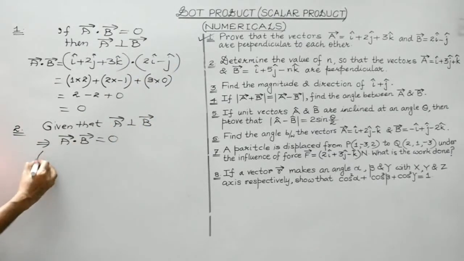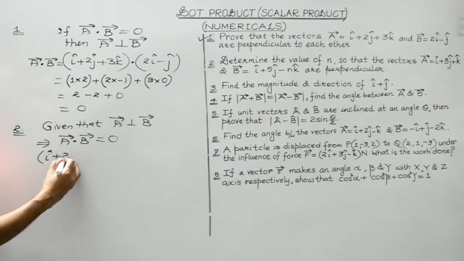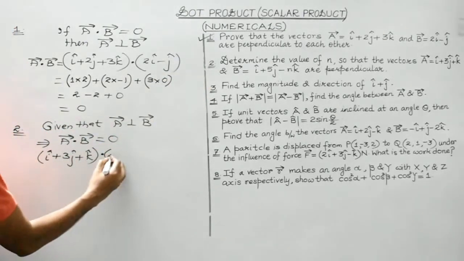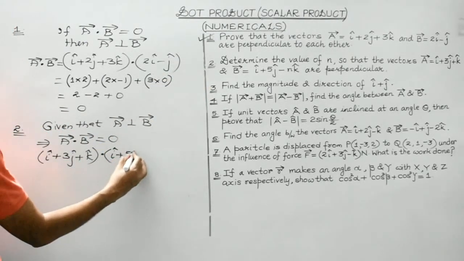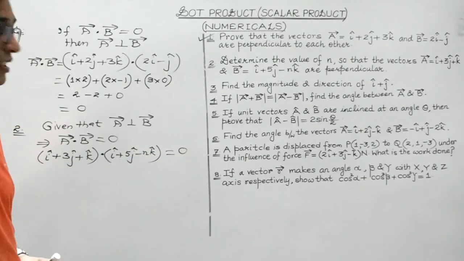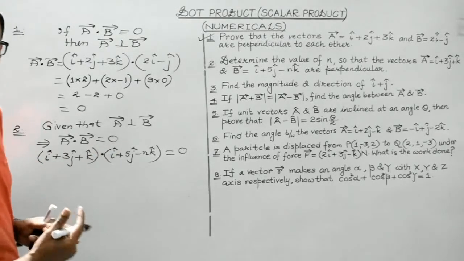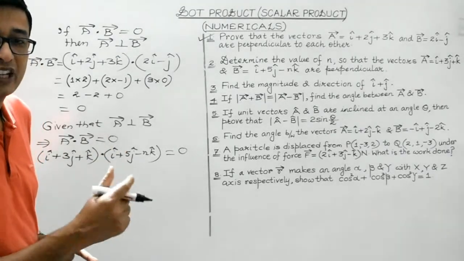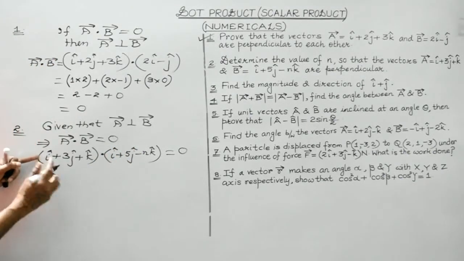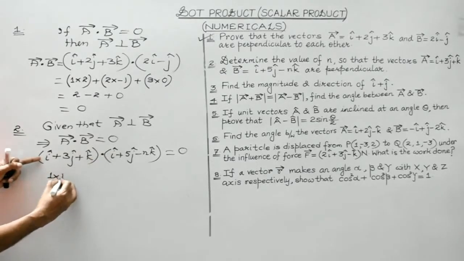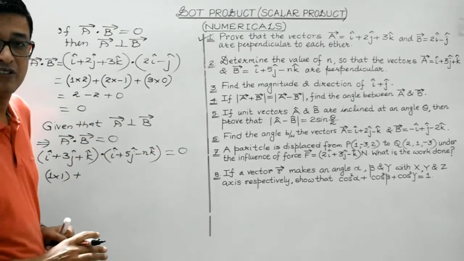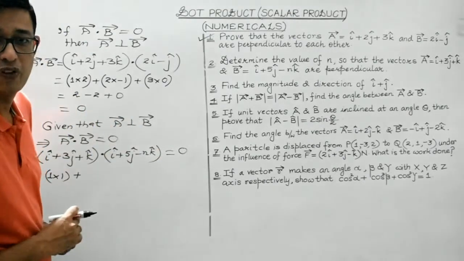So A vector is given to be i cap plus 3j cap plus k cap, dot B vector, which is i cap plus 5j cap minus nk cap. It is equal to 0. Right? So the sum of the products of the coefficients of i cap, j cap and k cap is how the dot product of two vectors is obtained. So the coefficient of i cap is 1 over here, and here the coefficient of i cap is 1. Plus, because i dot i is 1, and i dot j, i dot k are 0, isn't it? We'll make use of the basic results which we have obtained.